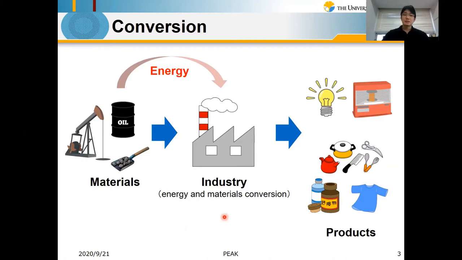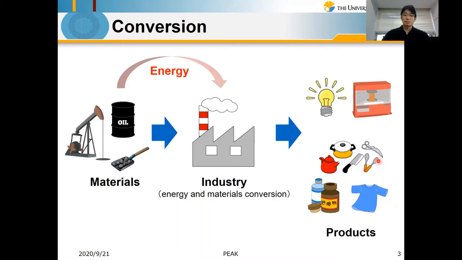Well, please see the figure in the slide. This is a schematic flow from materials to products. These materials might be oil, coal, iron, and others. And there are several products such as plastic, goods, and chemicals. For example, your eraser, pen, and also your clothes. Furthermore, electricity or heat at a stove are products.